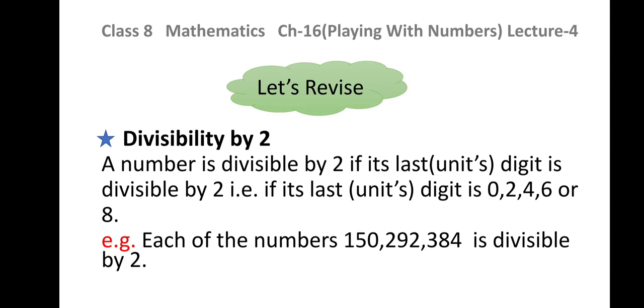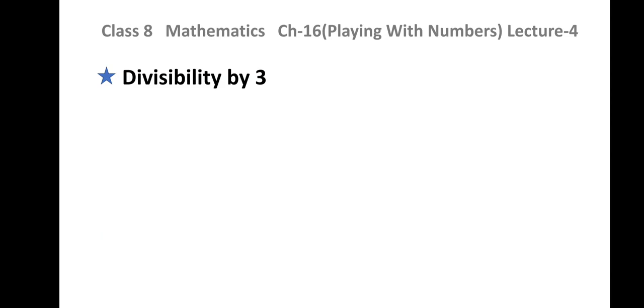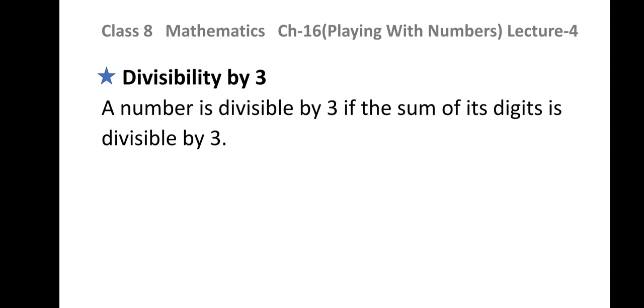Dear children, you can see very clearly that all these numbers have the last digit or the units digit as 0, 2, 8 and so we can say the given numbers are divisible by 2. Then we have learned the divisibility rule of 3. A number is divisible by 3 if the sum of its digits is divisible by 3.